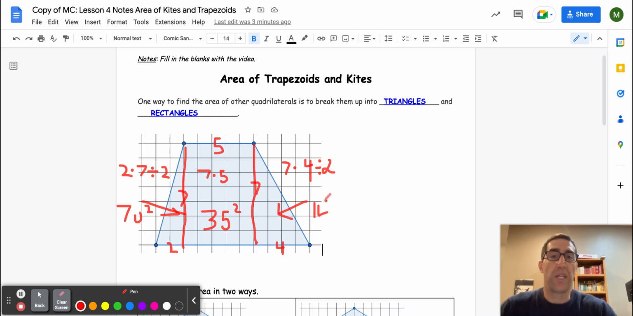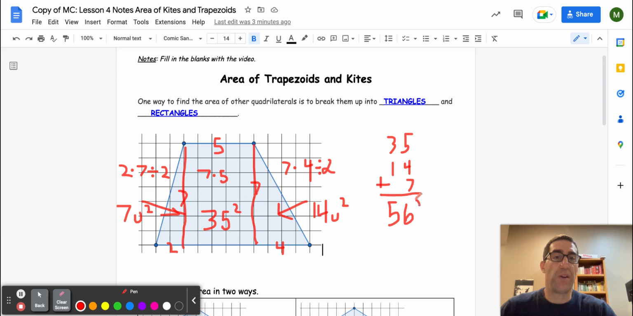So the area of the entire shape is just adding those pieces up together. Now, this is not the only way to break this up, but for most people, it's a pretty easy way to do it. 35 plus 14 plus 7 is going to be 56 units squared. And we've proved that by breaking the shape up.